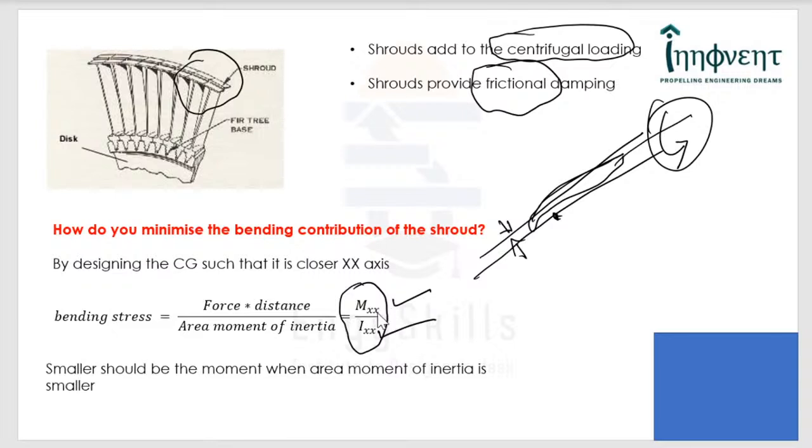If the bending moment is along the x-axis, then the inertia about that axis has to be considered. So therefore, we want the shroud CG to be located very close to the axis of minimum area moment of inertia, so that it does not contribute to significant bending.